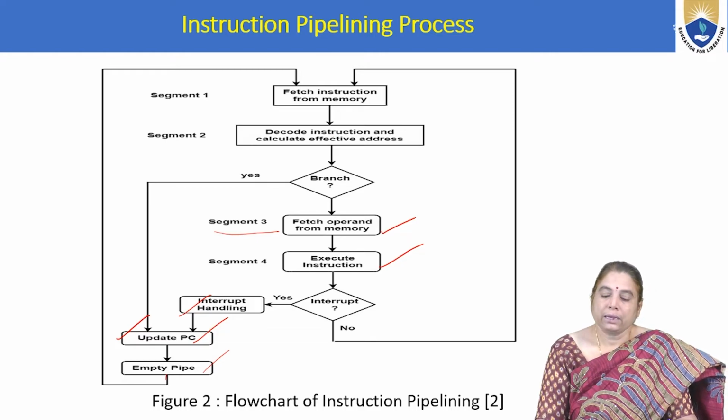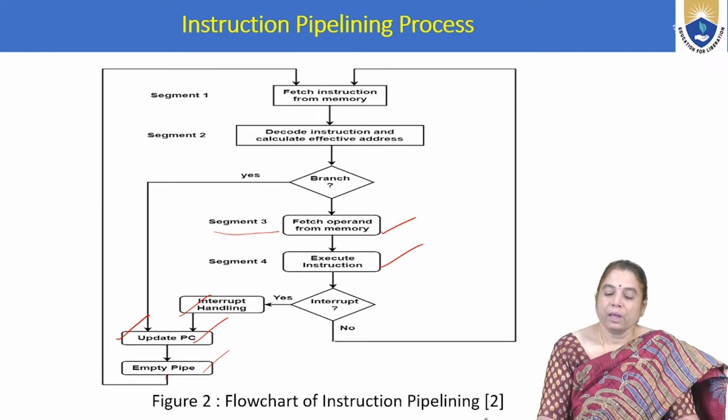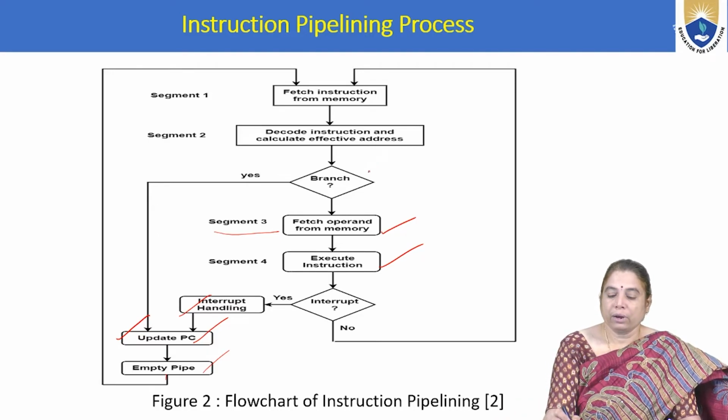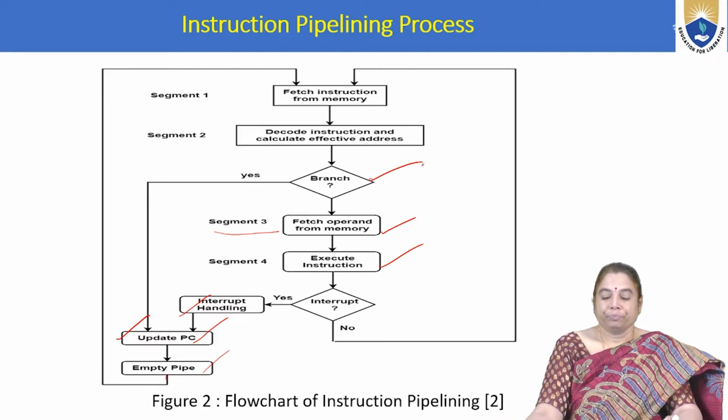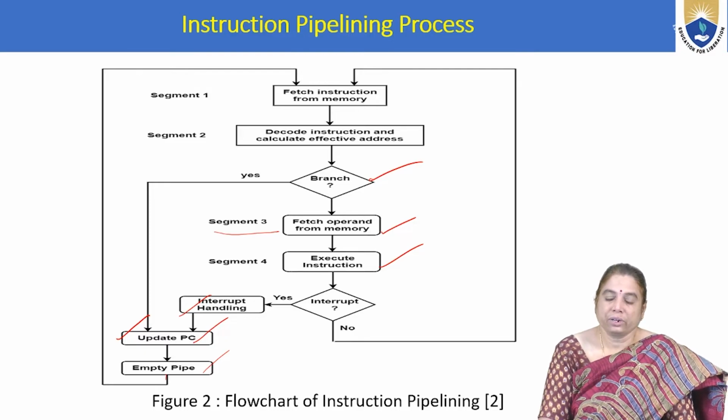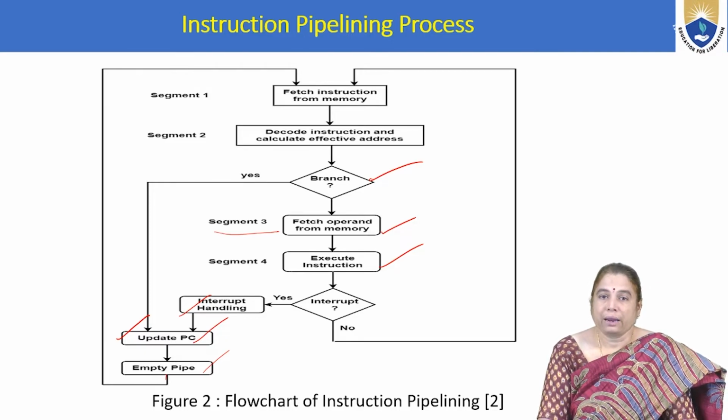In this way, in the instruction pipeline process, 4 segments can be used. So here after decoding, whether a branch instruction occurred or not, and after execution of each instruction cycle, whether an interrupt arises or not can be checked.